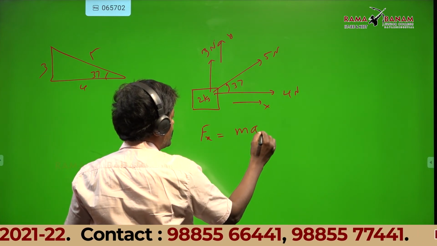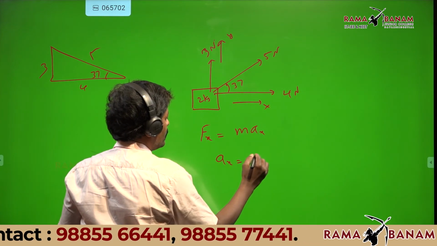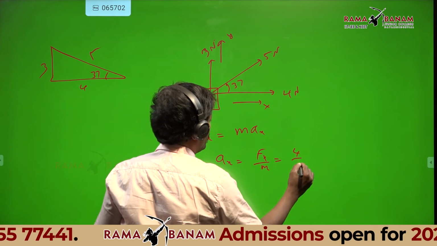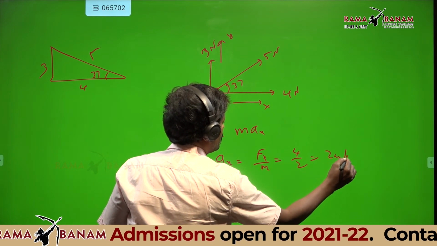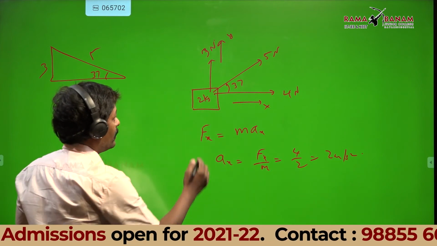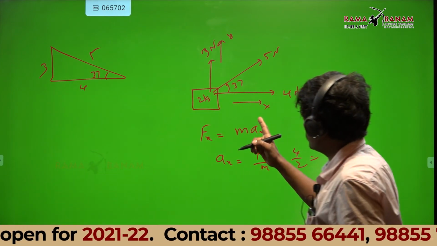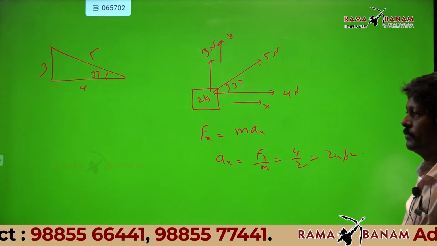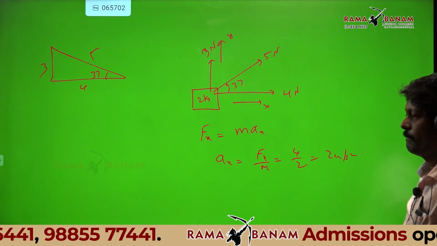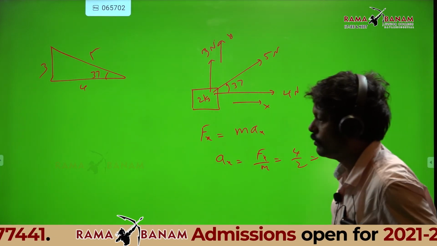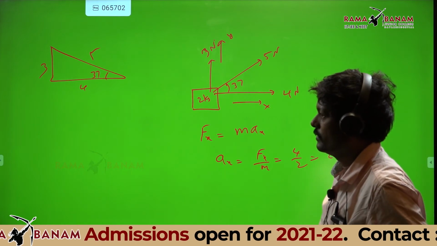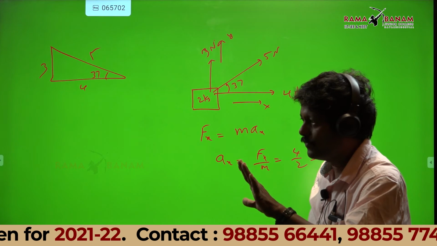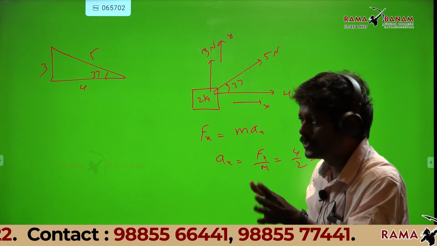The force is 4 Newton. So ax is Fx by m. Fx is how much? 4 by 2, 2 meter per second square. Now, is there acceleration in the y direction in this problem? Is there acceleration in the y direction? Yes, I said that it's not on the floor. Yes, sir, it's in the gravity free space.